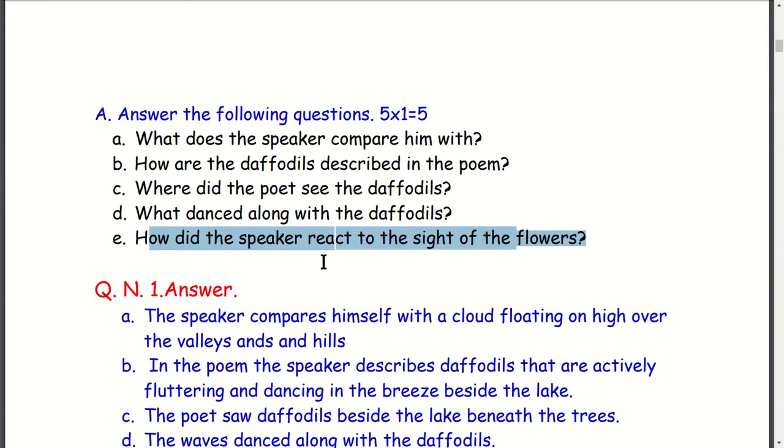Let's see here. Generally, in answering the questions, you should write in complete sentences. Please be careful. Don't write only the keywords. If you write only keywords, you will lose marks. So I suggest you write the answer in a complete sentence, but try to write in your own words. Don't just copy the whole line from the text. If you do this, you may lose marks.